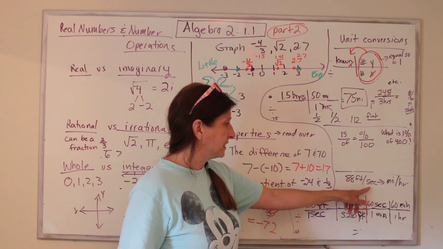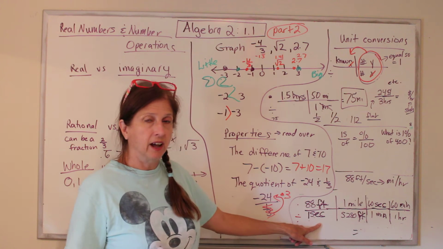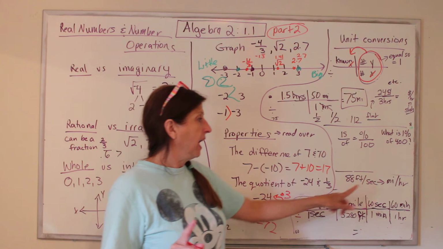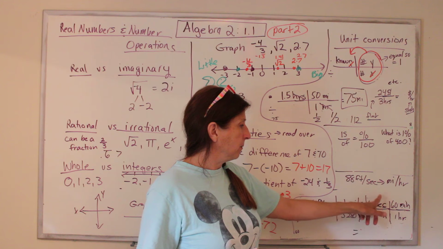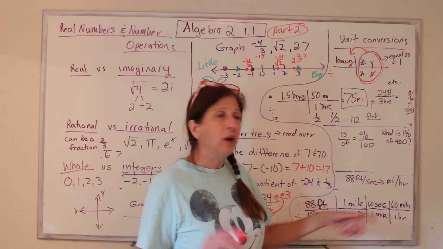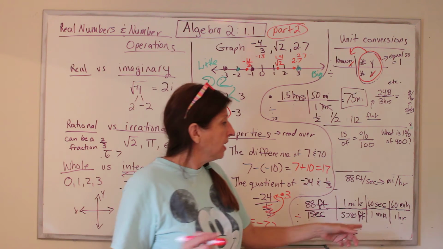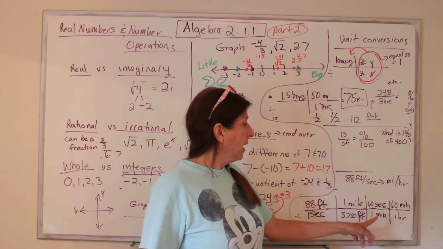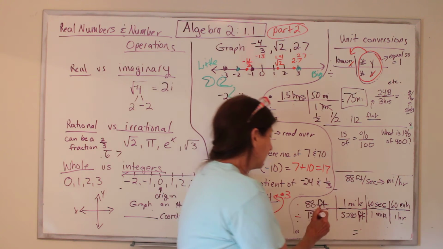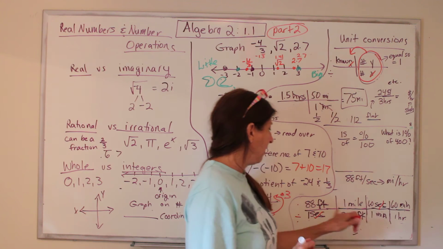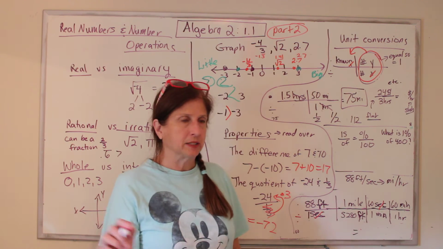Now I've got to get rid of seconds. And seconds is in the denominator, so to get rid of it, I write it in the numerator. But I don't know how many seconds are in an hour, so instead I'll write what I do know. I know there's 60 seconds in 1 minute. My seconds will cancel out. And now I have feet per minute, but that's not what I was supposed to have.